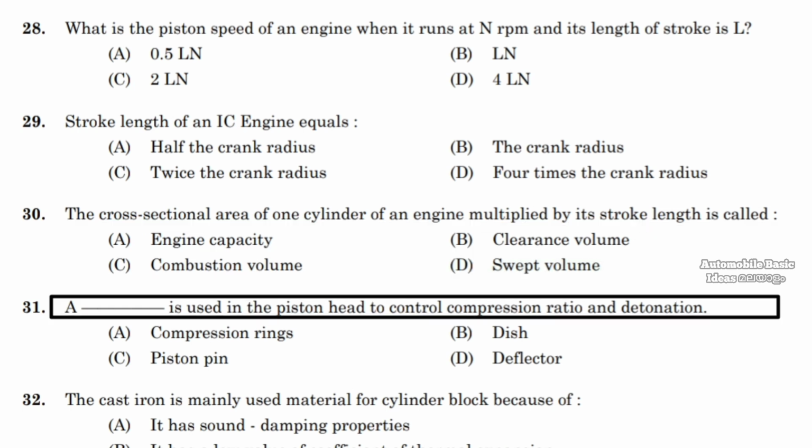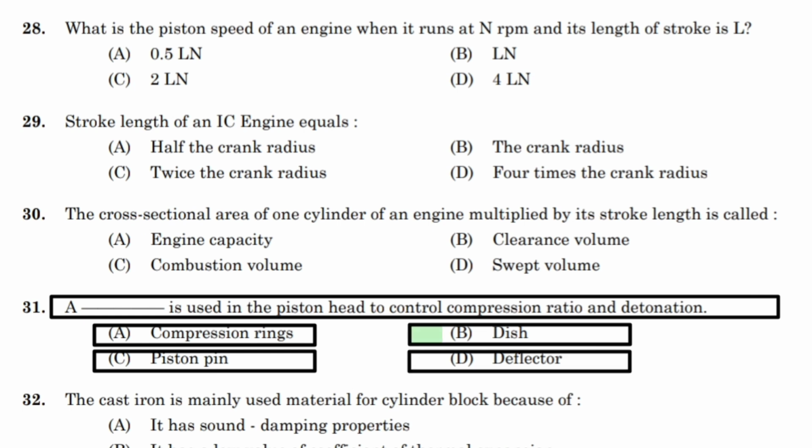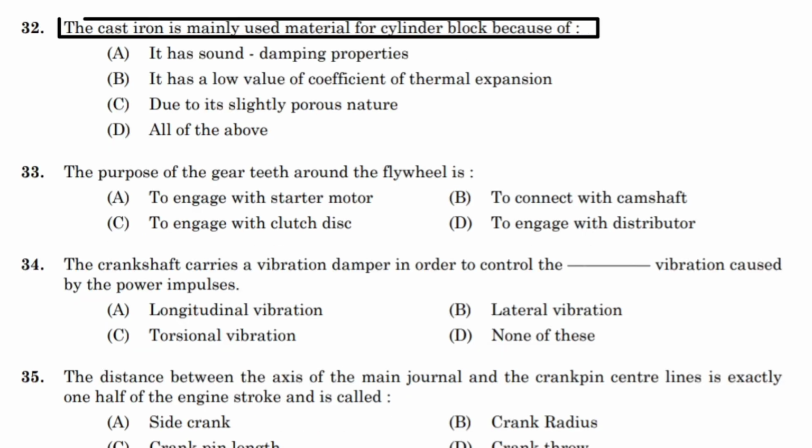31. A dish is used in the piston head to control compression ratio and detonation. A. Compression rings, B. Dish, C. Piston pin, D. Deflector. Answer B. Dish.